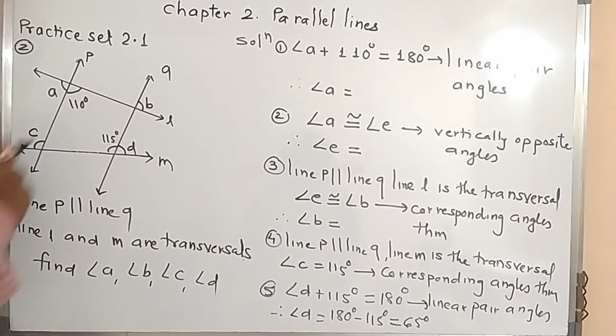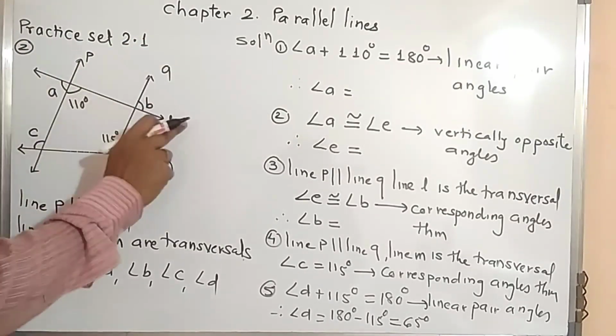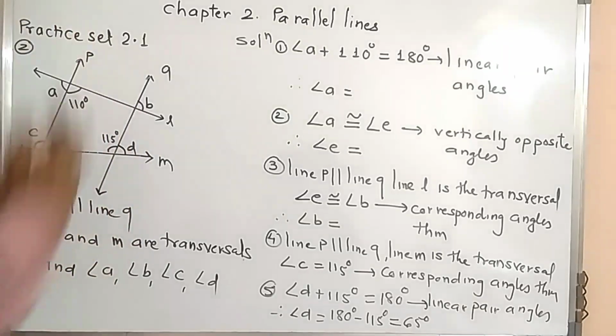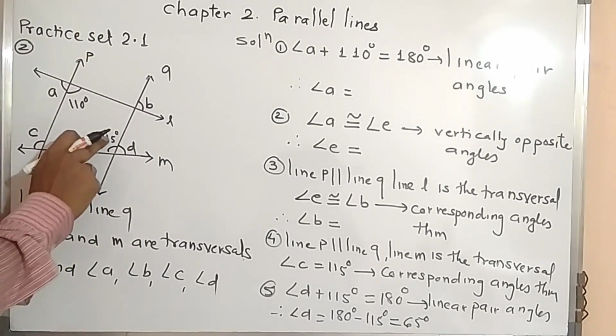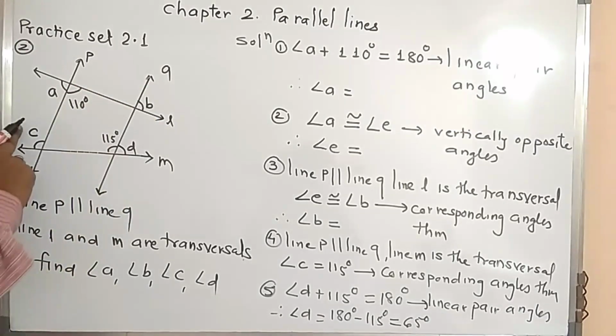Question number 2. Line P is parallel to line Q. Line L and line M are their transversals. This angle is 110. This angle is 115. I have to find angle A, angle B, angle C, and angle D.